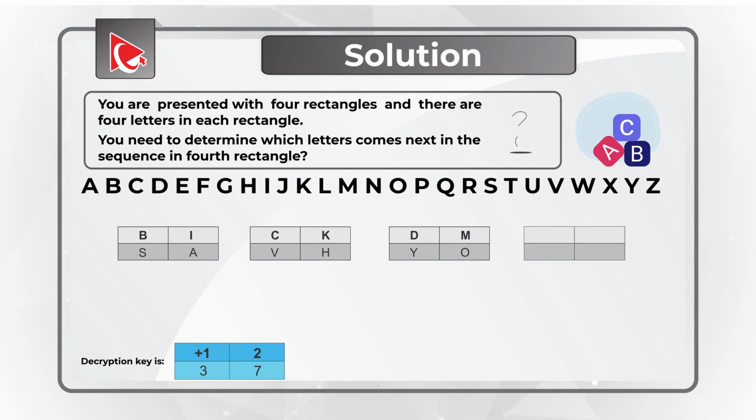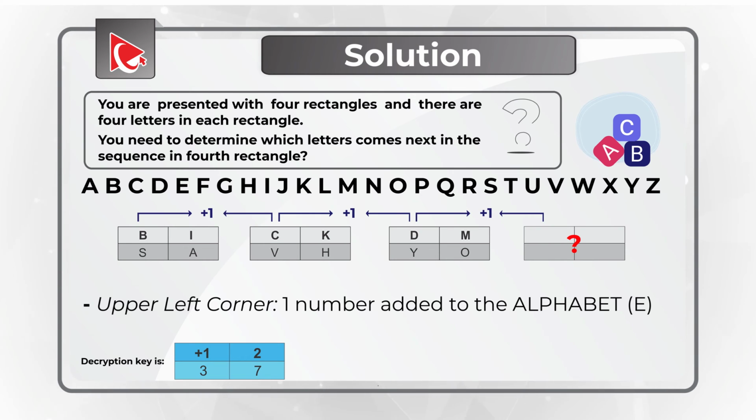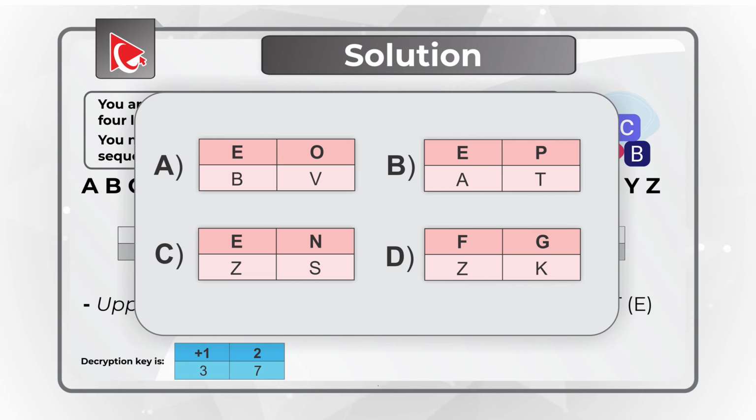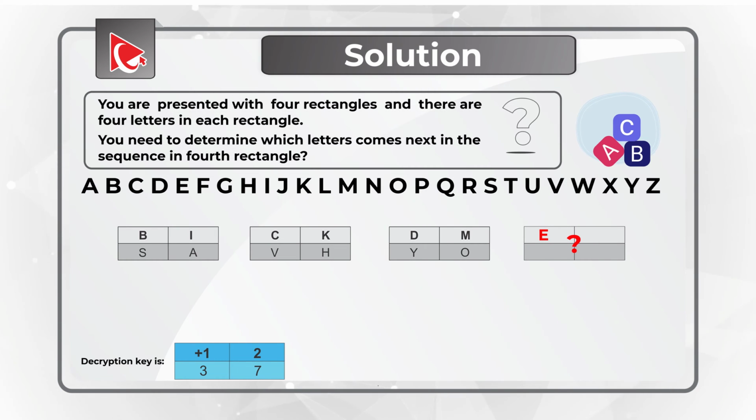Let's look into details. Let's start with the upper left corner of the rectangle, and look at the existing sequence. You see that the letters are B, C, D, and they match the English alphabet 1 to 1. So the next letter would be E. But if you look at the set of answers, choices A, B, and C all have letter E in the upper left corner.